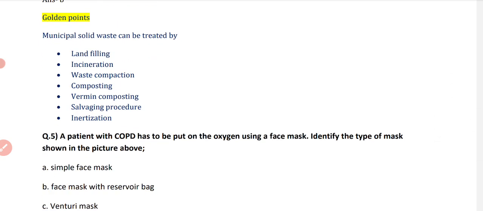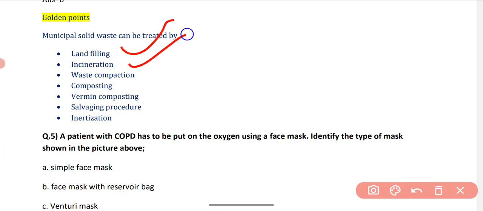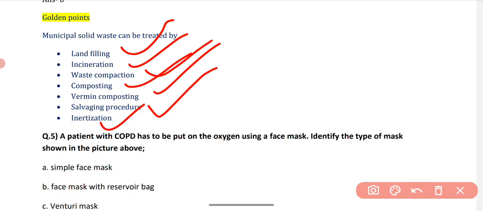There are different types of municipal solid waste treatment. What are they? Landfilling, incineration, waste compaction, composting, vermicomposting, salvage procedure, and inertization. Let's see one by one.